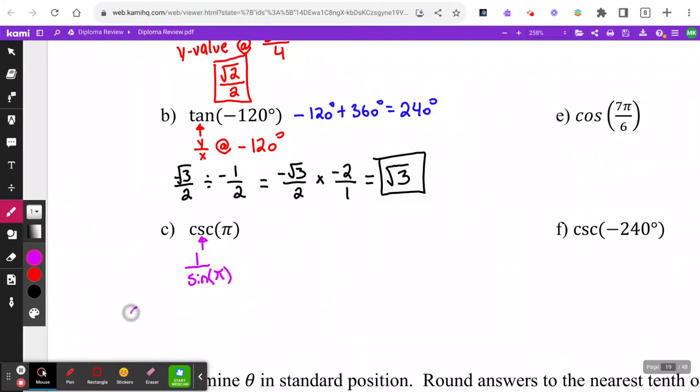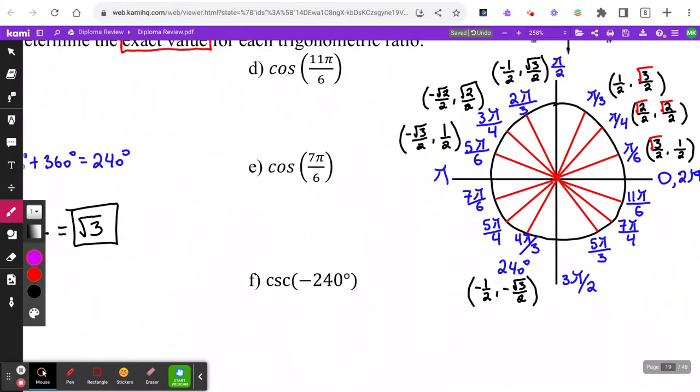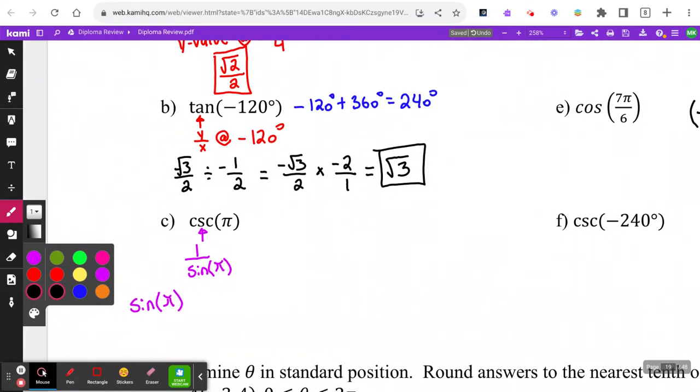So go and find what sine of pi is. Sine means y value. Pi is on your unit circle. It's often one we forget. It's over here. The y value over there is 0. Right? It's negative 1 to the left and 0 because there's no height. That means sine, the y value, is 0. So this is 1 over 0.